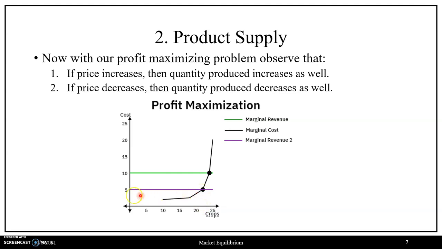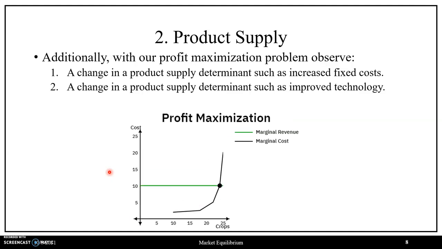So with both of these cases exhaustive, we've now verified that there is a positive relationship between price and quantity produced in terms of the marginal cost curve. So this verifies our law of supply. Now, let us move on to verifying changes in supply.